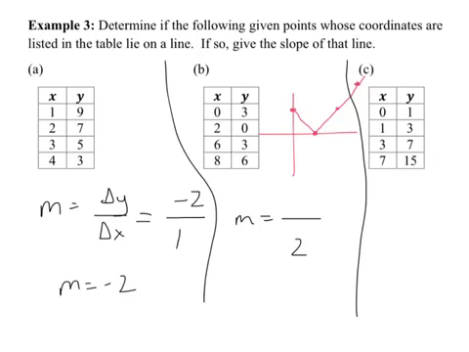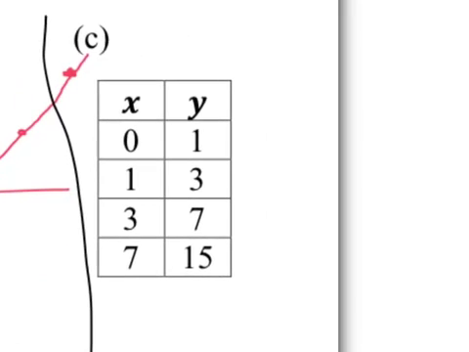So let's look at this one a little bit further. Let's zoom in here and see what we want to look at here. Okay, so for this part, we're going to see that this goes up by 1, then up by 2, then this goes up by 4.